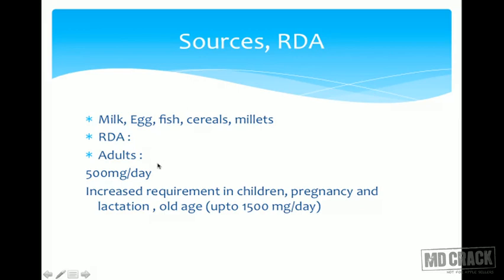Now the RDA keeps on varying. In adults it is 500 milligrams per day, but it depends on the condition. In pregnancy and lactation, the RDA goes up to 1500 milligrams per day, and in growing children it is around 1200 milligrams per day. So increased requirement is seen in children, pregnancy, lactation, and old age, up to 1500 milligrams per day. So these are the different sources of calcium.